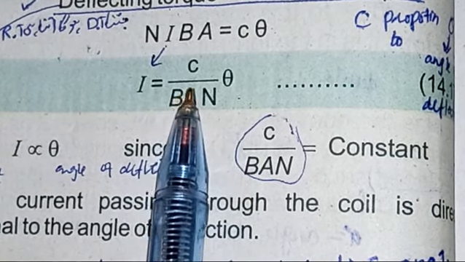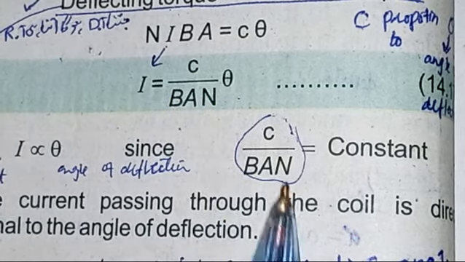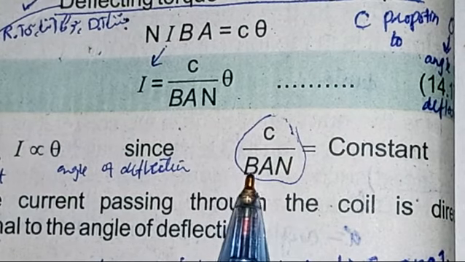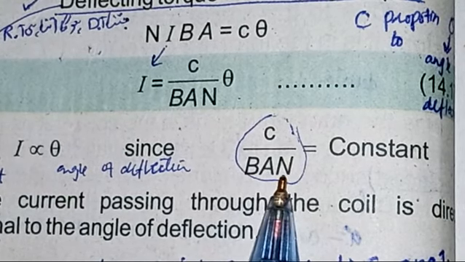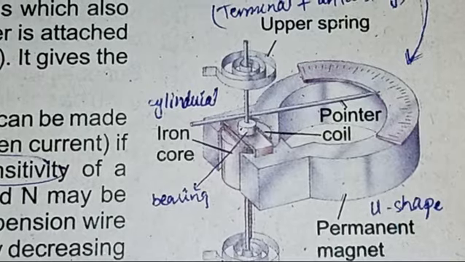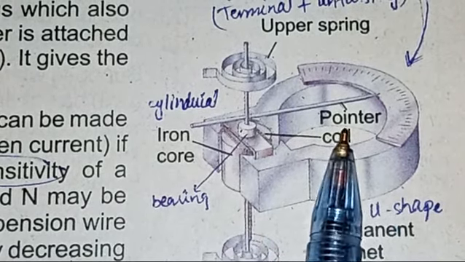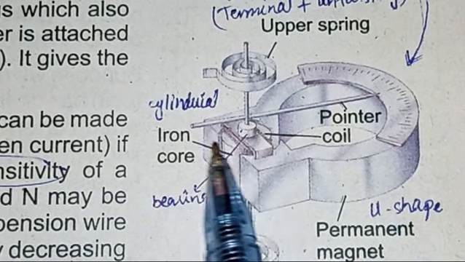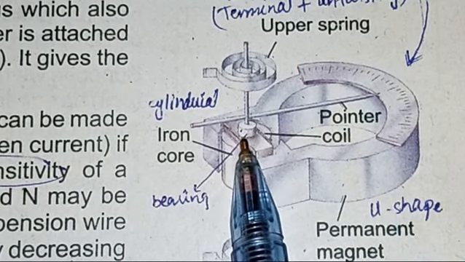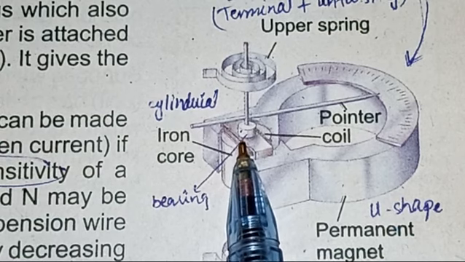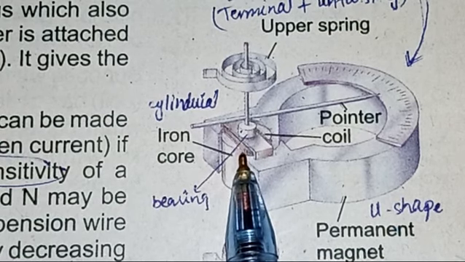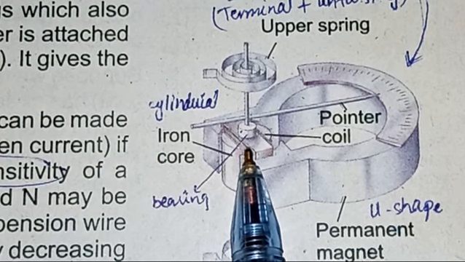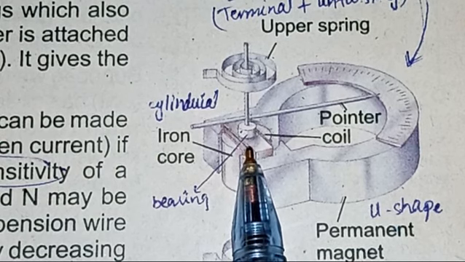Understand? Again listen to me. By decreasing this factor C over BAN, how can we decrease its value? By increasing the value of the denominator BAN. Another method to make the galvanometer sensitive is to increase the number of turns of the coil. There is a coil, this one. In the case of a suspended coil type galvanometer, the number of turns cannot be increased beyond a limit, because it will make the coil heavy.